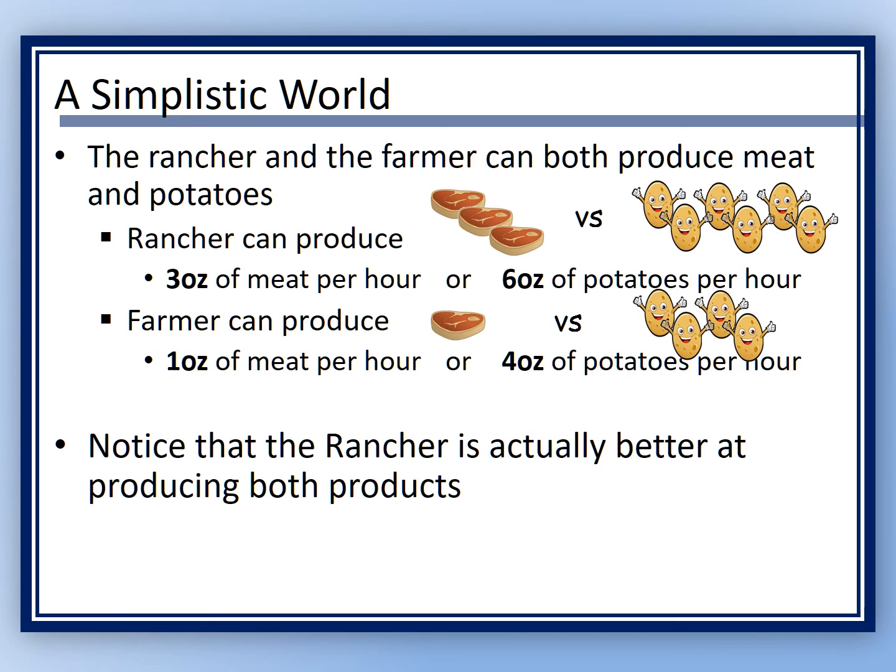Notice that the rancher is actually better at producing both products. This is different from what Adam Smith has in mind. So we're already moving past Adam Smith. What Adam Smith has in mind is what we just talked about. Einstein is good at math. Shakespeare is good at English. They each have something that they do very well. What we have now is already past what Adam Smith has considered. Namely, we actually have one individual that is strictly better at everything than another.